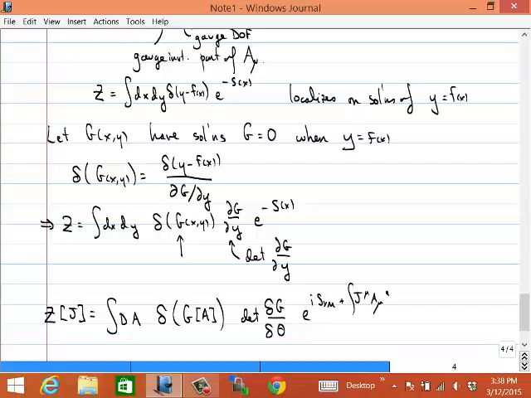So here, now, if you want to think about it, this is a determinant not of an n by n matrix, but of an infinite by infinite matrix. It's known as a functional determinant. And what we need to do now is come up with a clever way of doing this functional determinant.